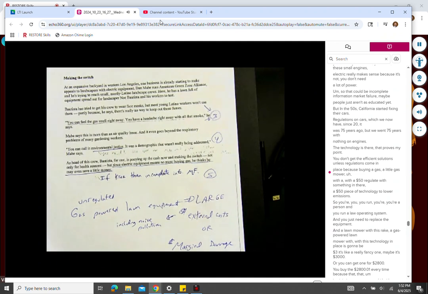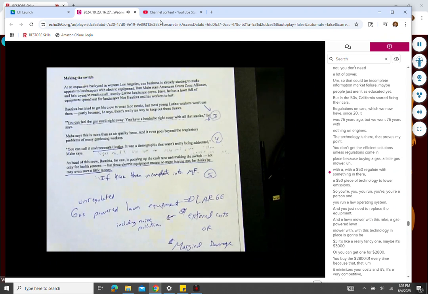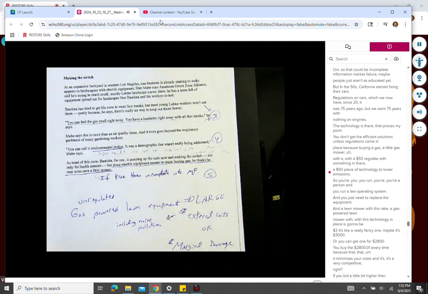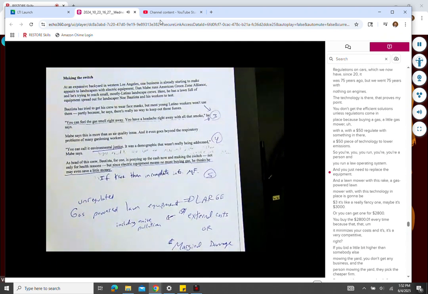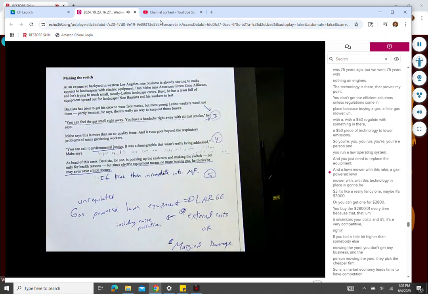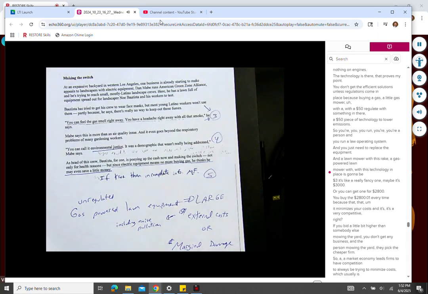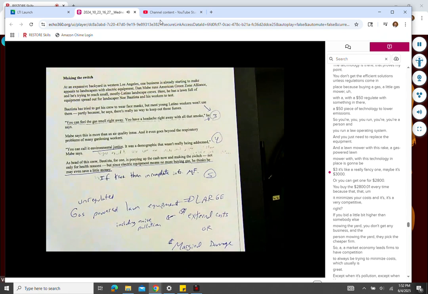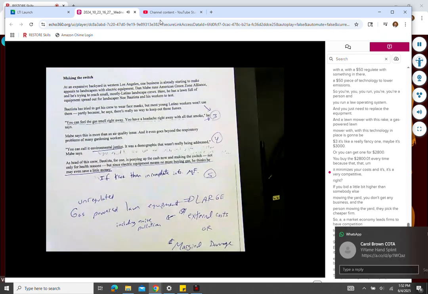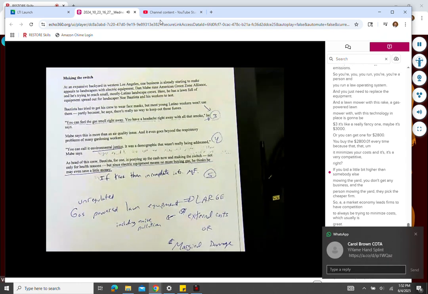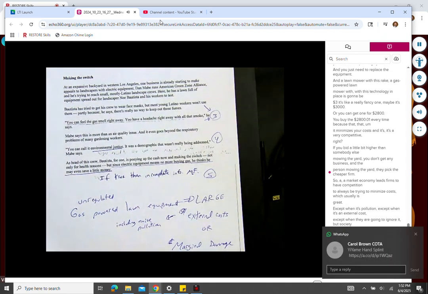Because buying a little gas mower with a $50 piece of technology to lower emissions. So you're a person who runs a lawn operation, and you just need to replace the equipment. A gas-powered lawnmower with this technology in place is going to be a really fancy one. Maybe it's $3,000, or you can get one for $2,800. You buy the $2,800 one every time because it minimizes your costs, and it's very competitive, right? If you bid a little bit higher than somebody else mowing the yard, you don't get any business, and the person hiring picks the cheaper firm.